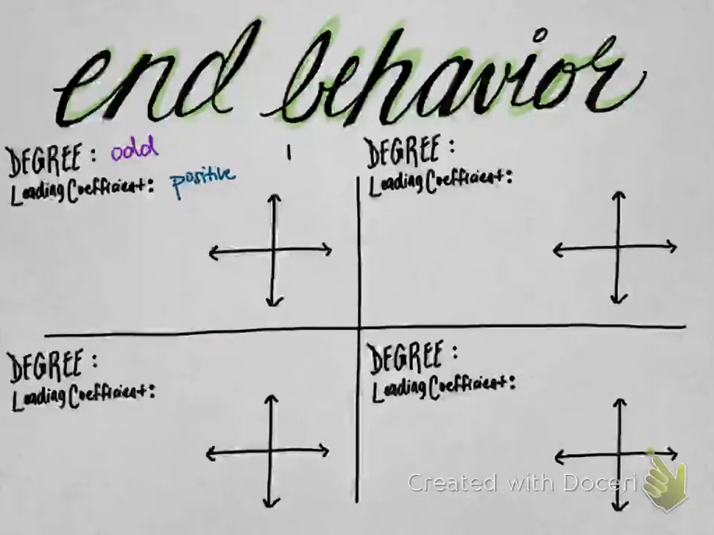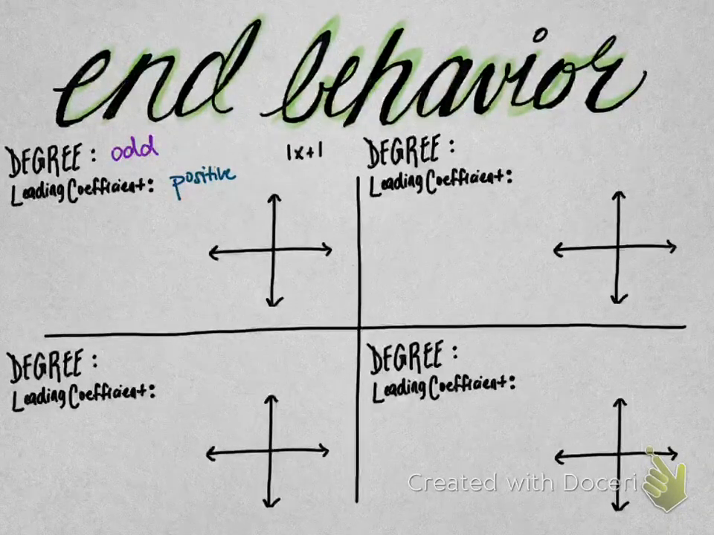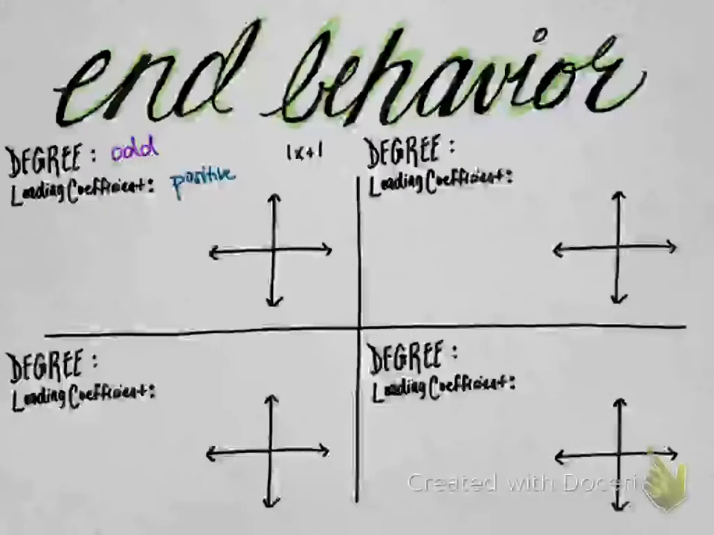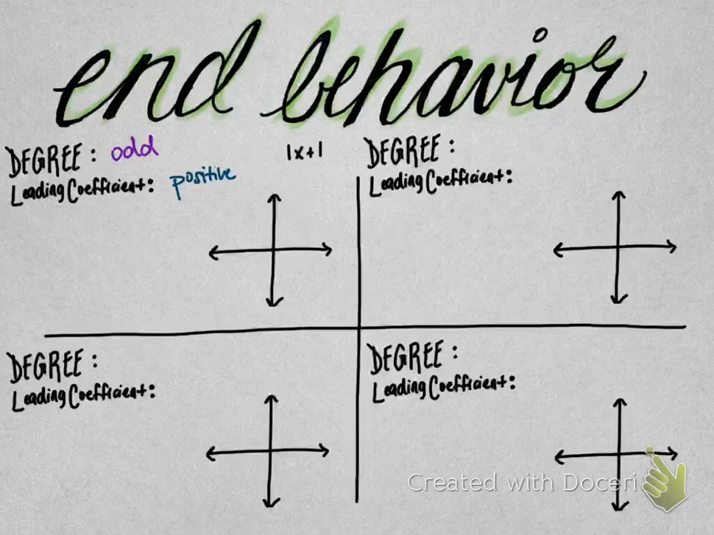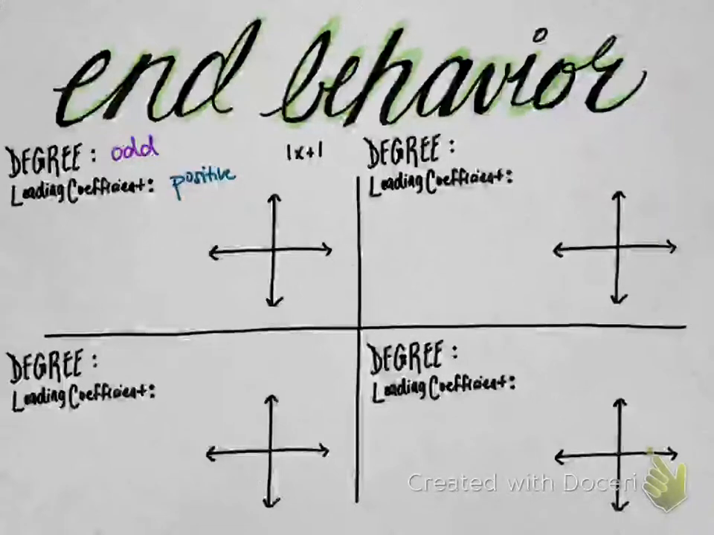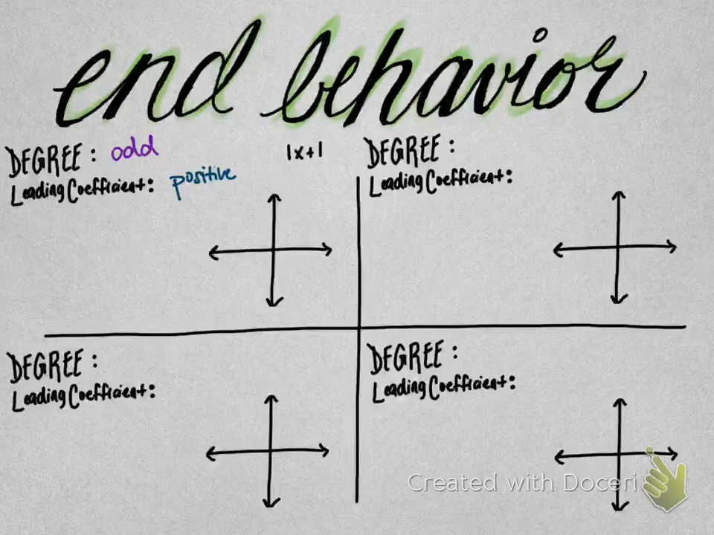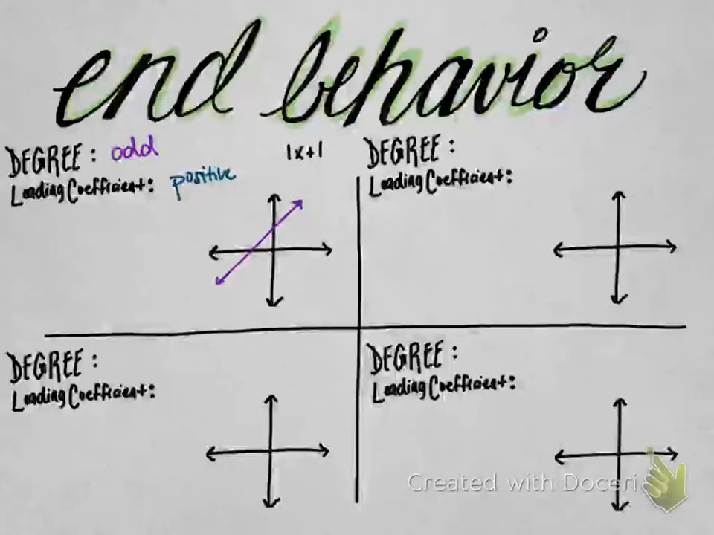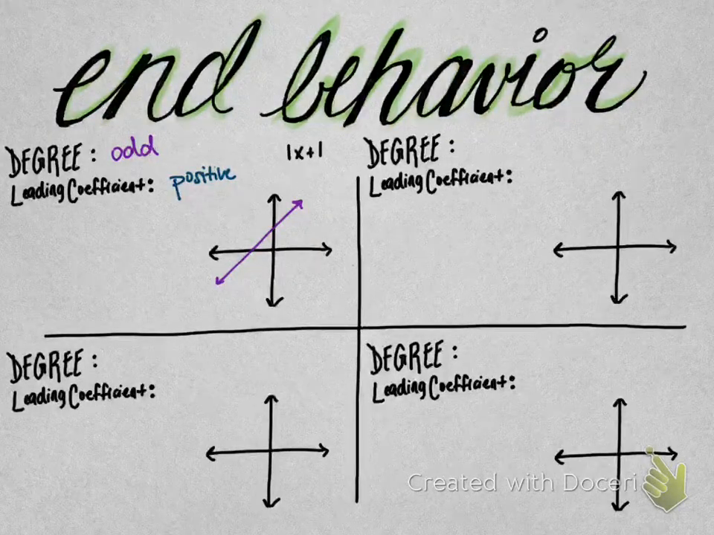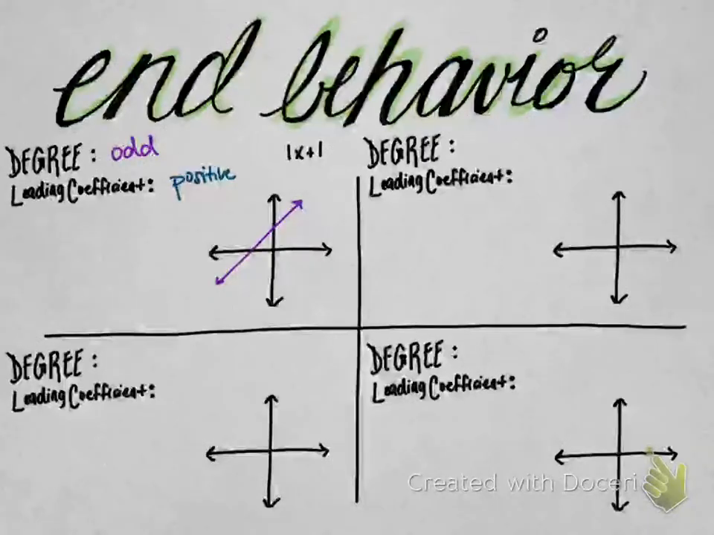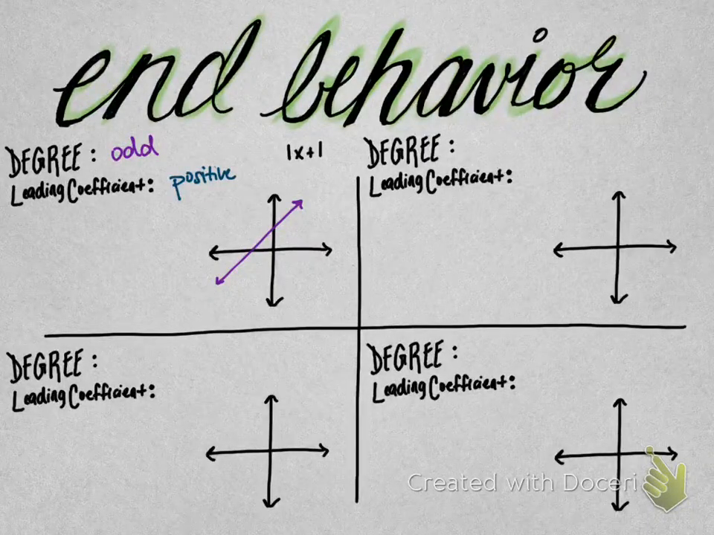And the basic ideas are, well, if your degree is odd and your leading coefficient is positive, and this is something that we have dealt with before in Algebra 1. So let's say it's something like 1x plus 1. We've had this before. This would be a y-intercept of 1 with a slope of 1. So it would start off on the bottom left and go to the top right like this. So it could be as simple as this, or I could have something even more complicated.